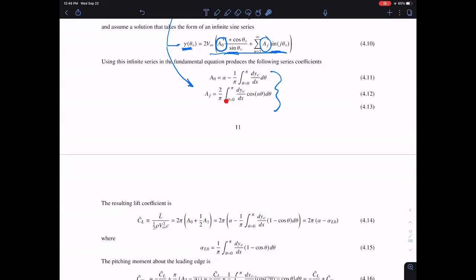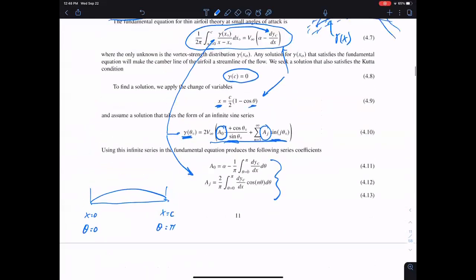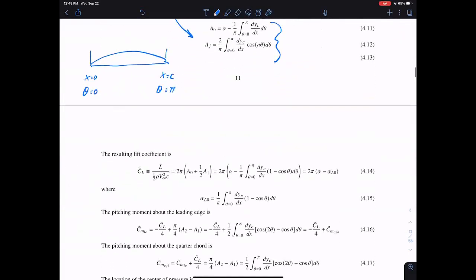These are both integrals from 0 to pi. Remember, the 0 to pi is now our limits of integration across that airfoil. So instead of going from x equals 0 to x equals c, we're going to go from theta equals 0 to theta equals pi. And that's what happened when we did this change of variables right here. We just changed it into theta instead. So that's why our limits of integration come out to be 0 to pi.